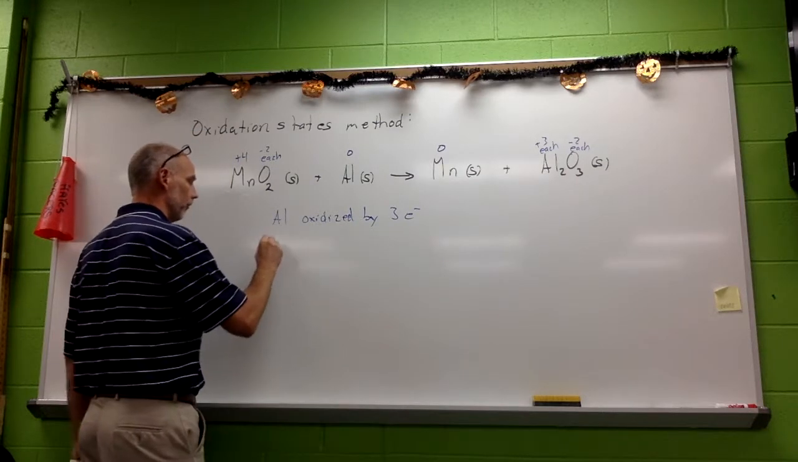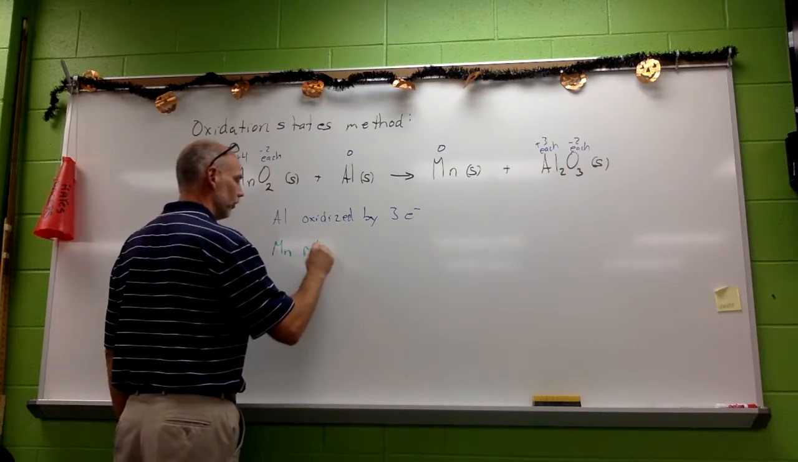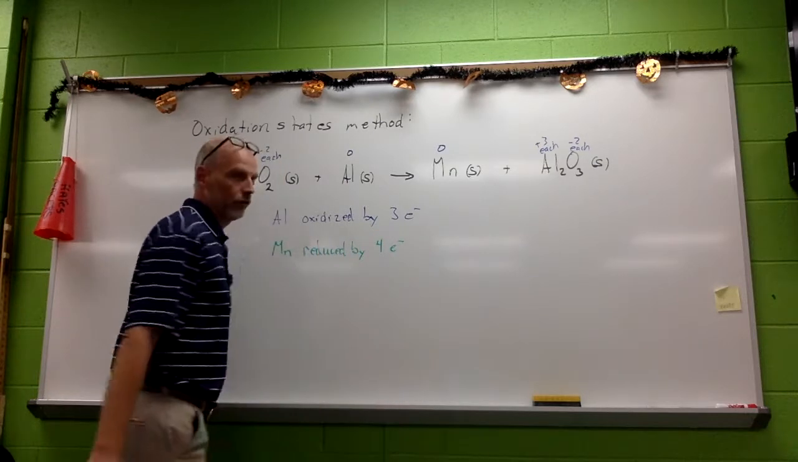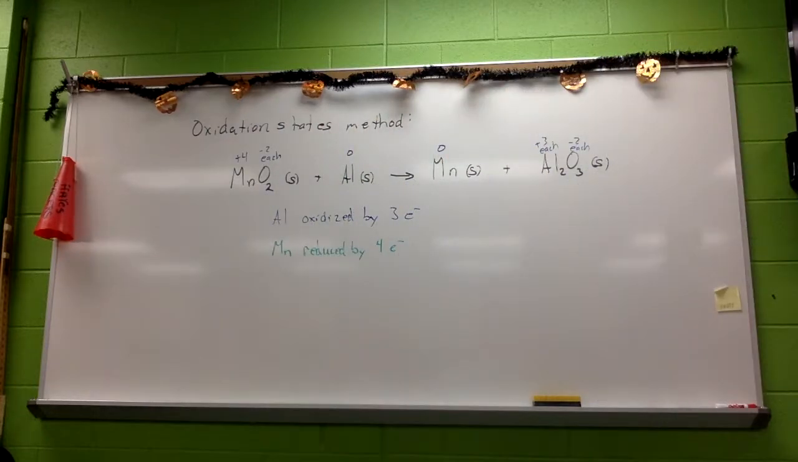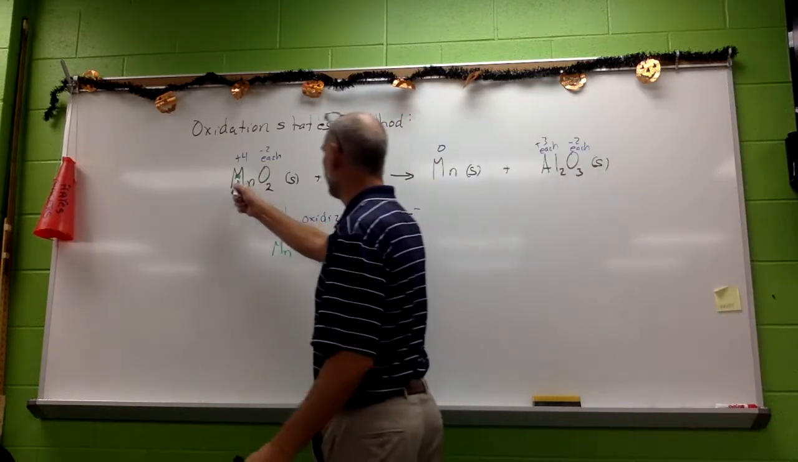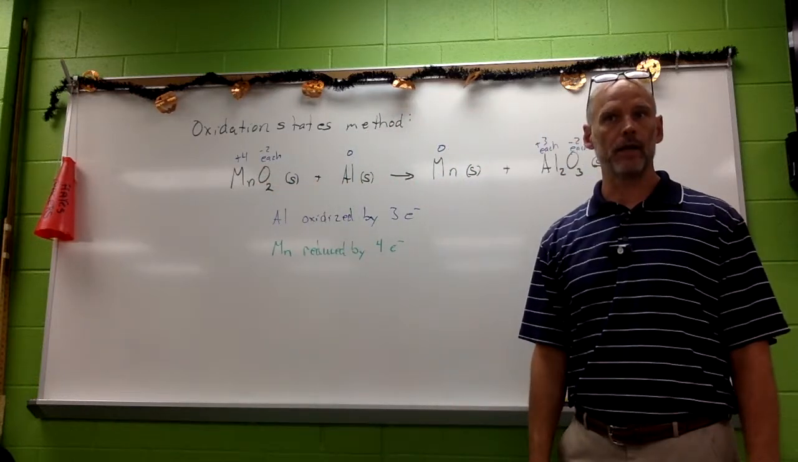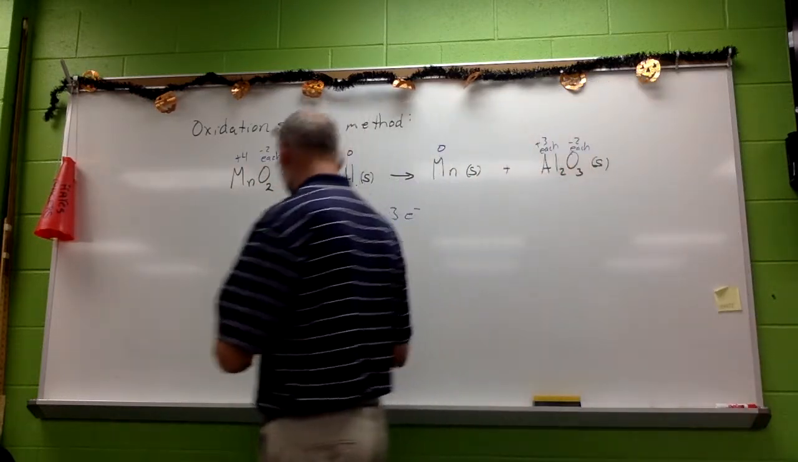The manganese reduced by 4 electrons. We're going to use that information. We have to equalize the electron transfer. So what we're going to do is look for the lowest common multiple of 3 and 4. That would be 12. So somehow or other we have to get the manganese to transfer 12 electrons from here to here. I would do that by multiplying that by 3.